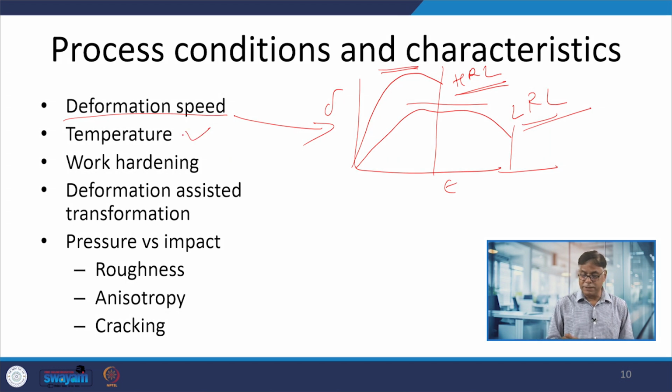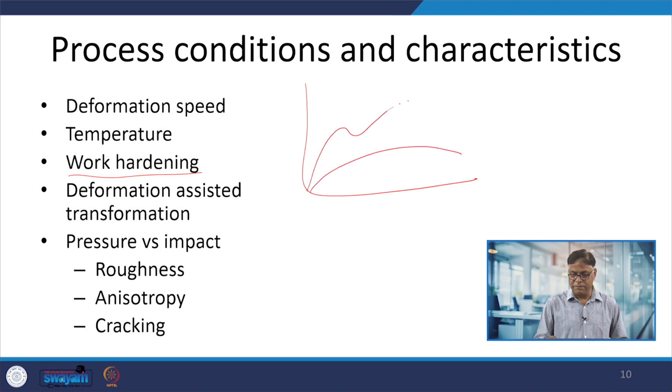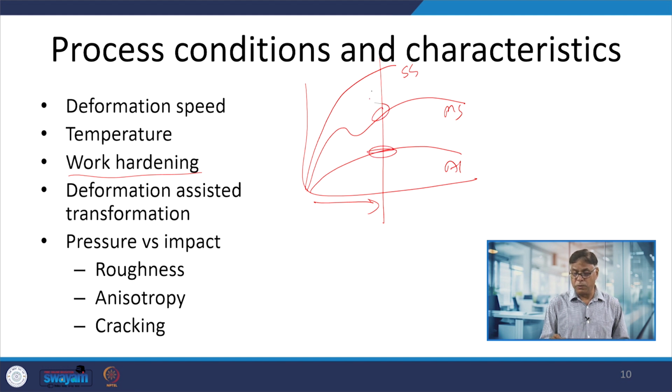Similarly, the temperature at which it is being done affects the yield strength and the ductility, and the work hardening behavior is different for different metals. Different behavior is observed: for one metal the behavior may be like this, for another metal like this, for a third metal like this. So, stainless steel, mild steel and aluminum, say, show behavior like this. For the same plastic deformation, the change in the stress requirement is significantly different. This variation is attributed to the work hardening tendency of the different materials.